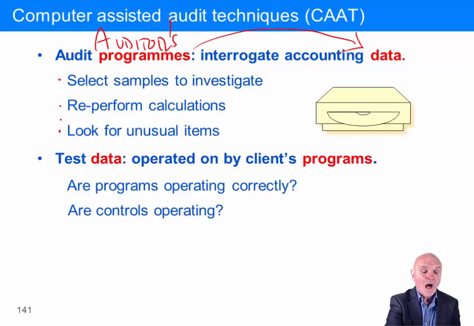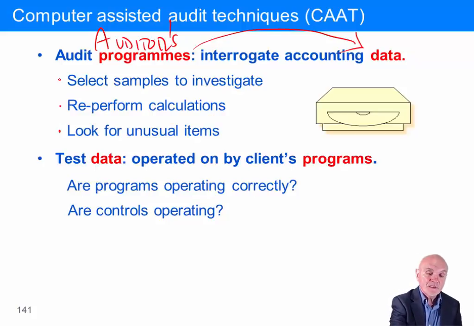You can look through 100% of the transactions here and find unusual items. For example, credit balances on the receivables ledger or negative stock balances. They shouldn't really happen and they need investigation.